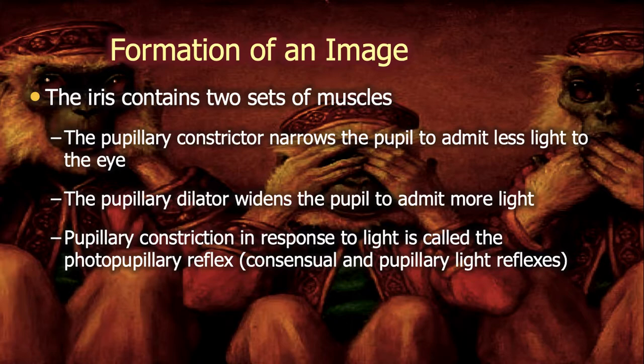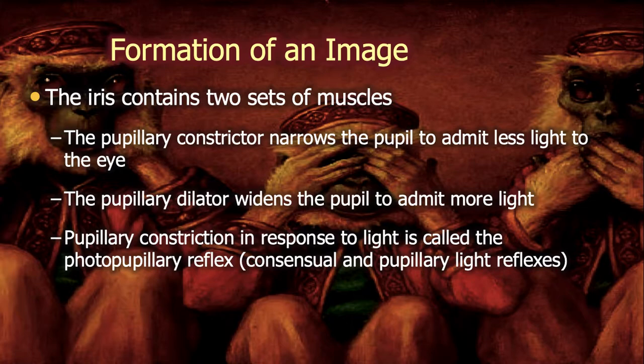The iris has two sets of muscles. This is the same as what we saw in the other picture. It's just putting words to it. You guys know these two, pupillary constrictor and pupillary dilator. What is new is this last bullet. Pupillary constriction in response to light is called the photopupillary reflex. This reflex includes the pupillary light reflex and the consensual light reflex.